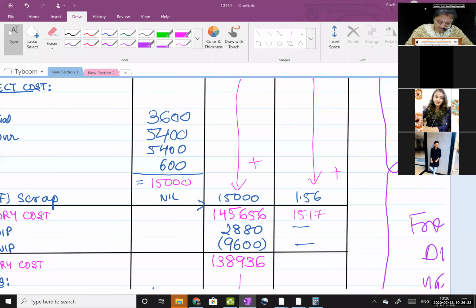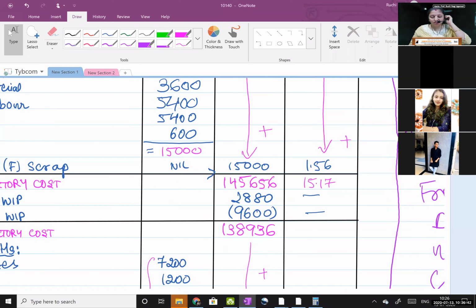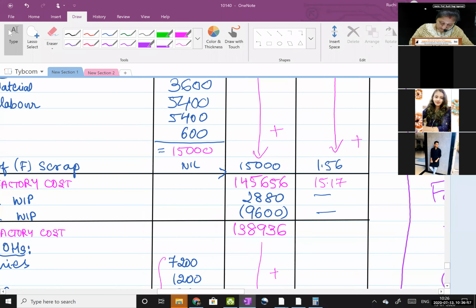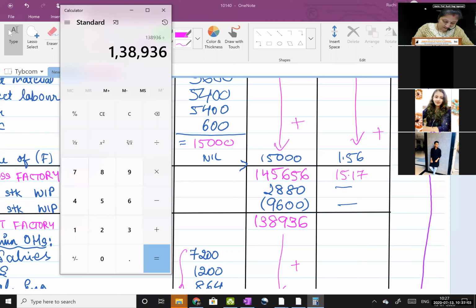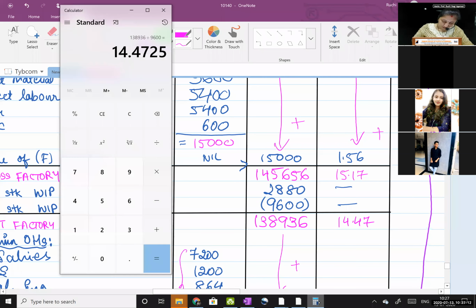Okay, great. Thanks. Then opening stock, closing stock, WIP, no need to calculate the CPU. Put a dash. Even if you calculate, doesn't matter, but I will not waste time calculating cost per unit for closing stock and opening stock of finished goods. Next, net factory cost: 1,38,936 divided by 9,600, so 14.47.